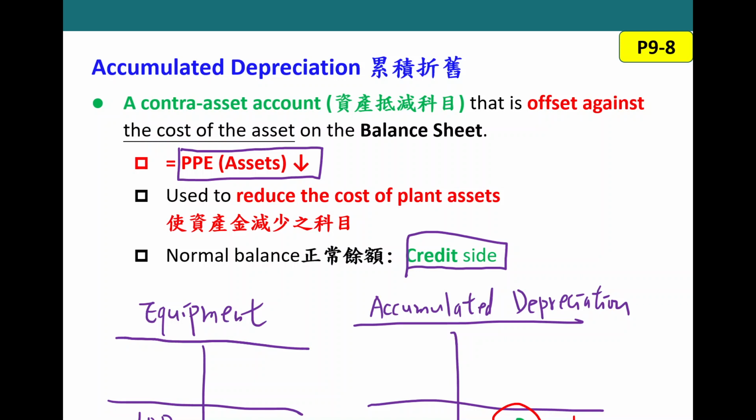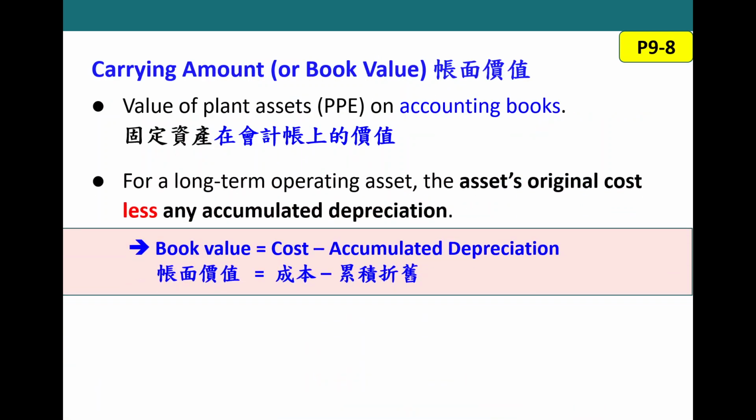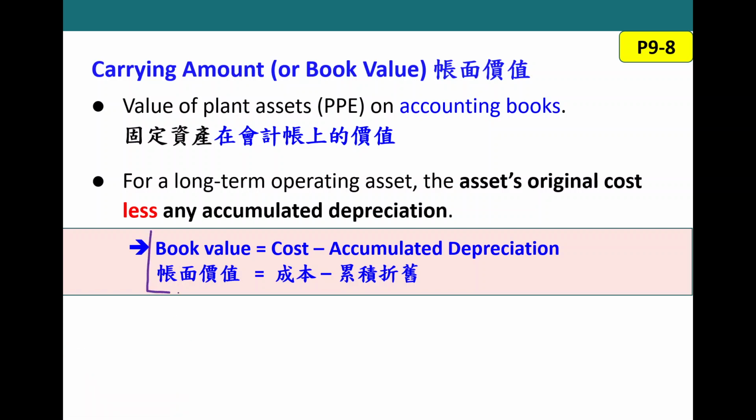Any questions? So how to get the $80? I want to know my PPE's book value, meaning my PPE's value on the accounting books right now. So what does that mean, book value? Book value means its value on your accounting books right now.